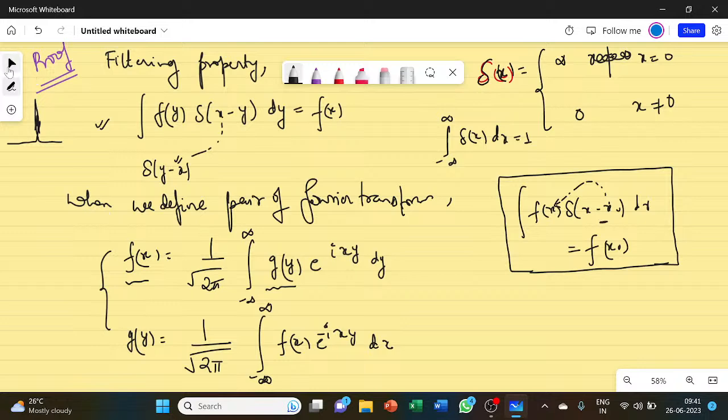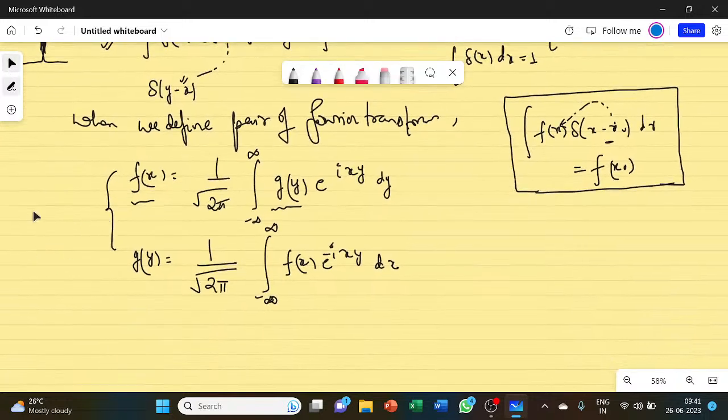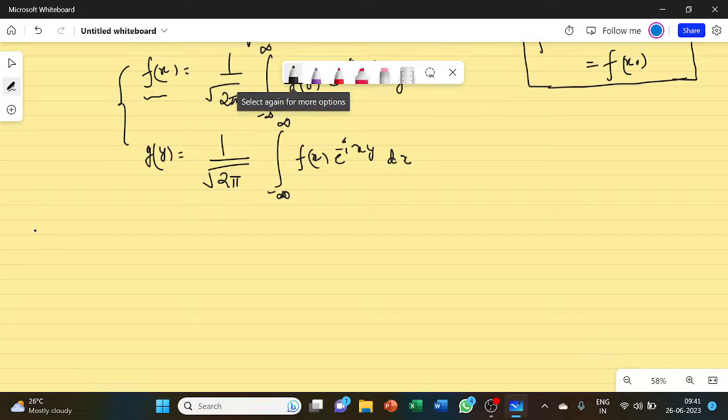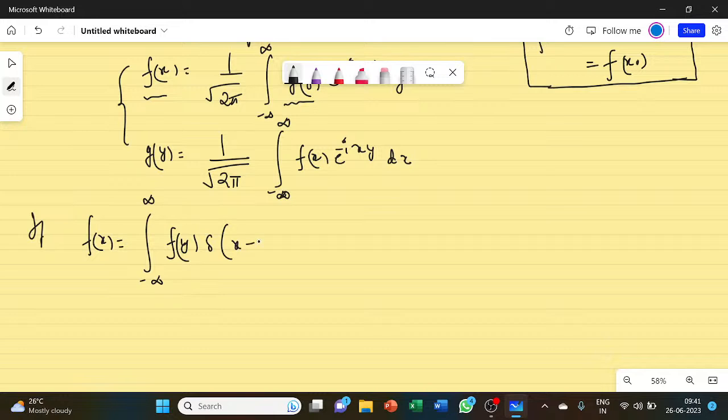Now you see, f of x, I can also write f of x as simply the integral from minus infinity to plus infinity of f of y Dirac of x minus y dy.